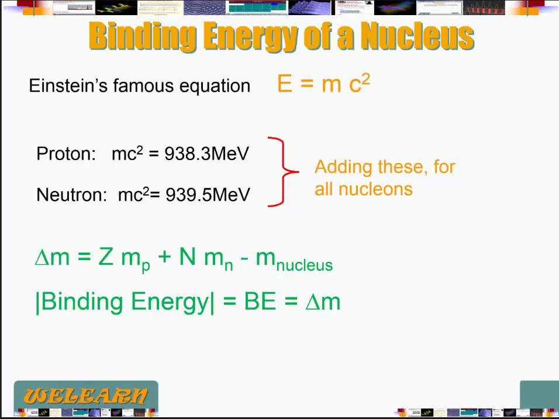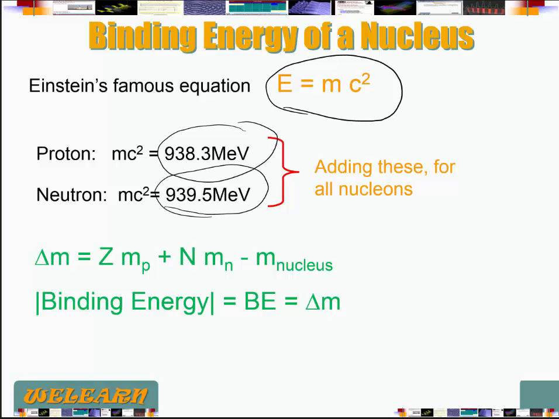So how do we find the binding energy of a nucleus? Recall Einstein's famous equation, E equals mc squared. A proton's mass, or the energy mass equivalent, like we have spoken before, is 938.3 MeV, mega electron volts. A neutron's mass energy equivalent is this much, 939.5 MeV.